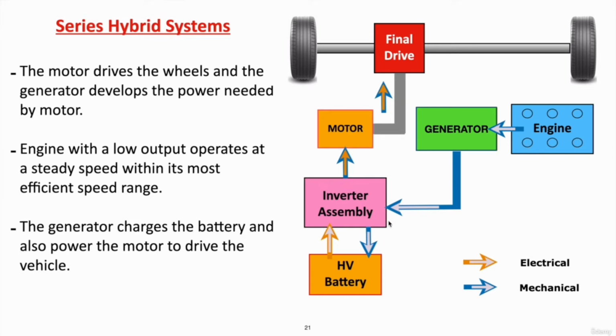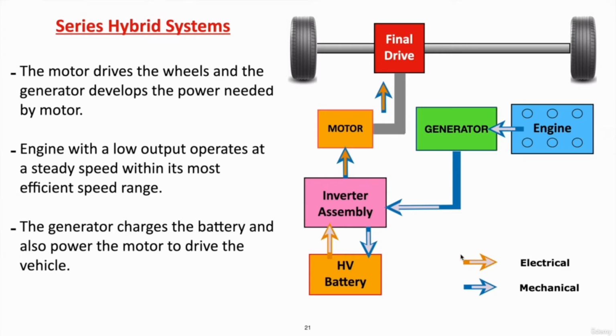So here is an image. You can see this is our front wheel drive. Here is our final drive. Here is our motor, which is MG1. Then we have motor MG2, and here is our generator MG1. Then we have an IC engine here. Here is our inverter assembly. Then we have the HV battery, and the arrows.